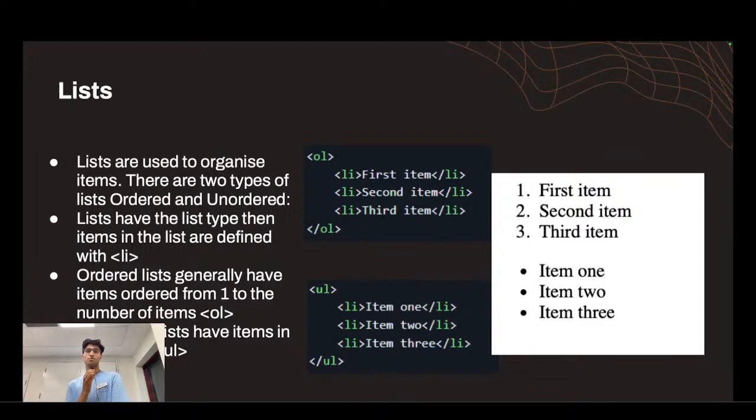Lists are used to organize items, and there are two types of lists, ordered and unordered. Lists have the list type, and then items in the list are defined with the li tag. Ordered lists generally have items ordered from one to the number of items and use the ol tag, and unordered lists have items in dot points.